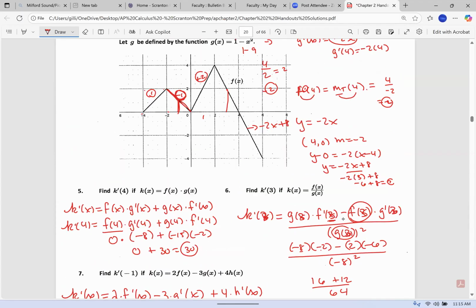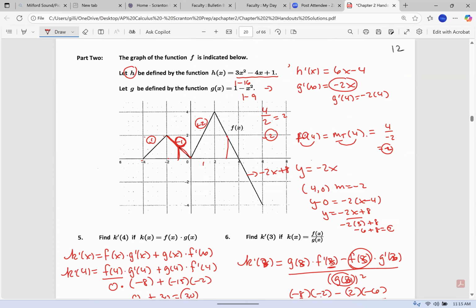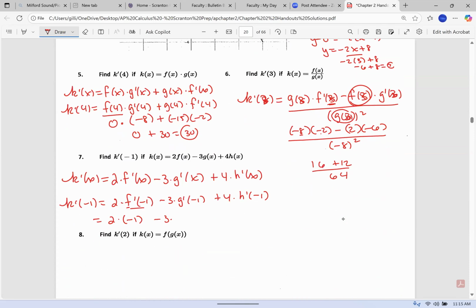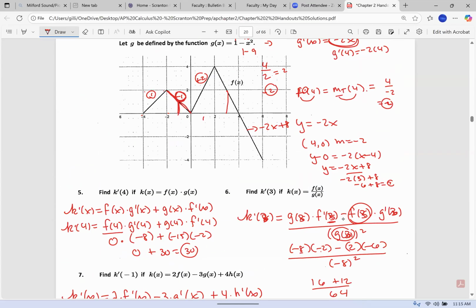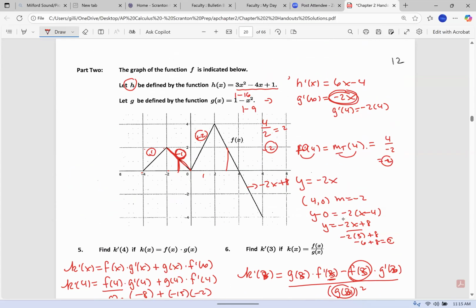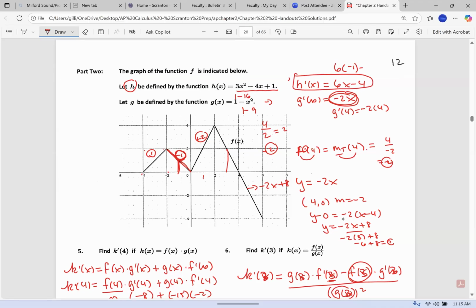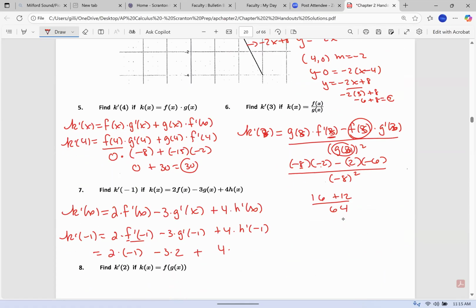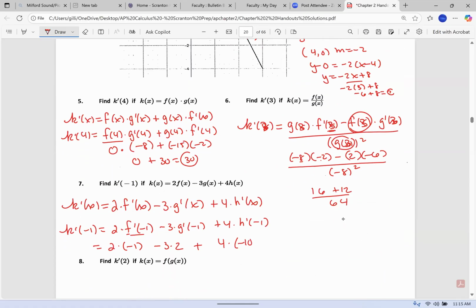Now g prime at negative 1 will come from g prime, which is here. So now replace x with negative 1 times negative 2 is positive 2. And then h prime at negative 1, well, here's h prime. Replace x with negative 1, and I'm going to pick up there minus 10. By the order of operations, this is negative 2, minus 6, minus 40. Looks like maybe negative 48.